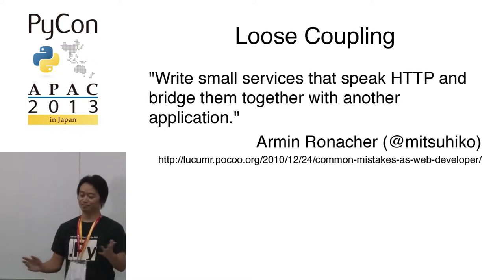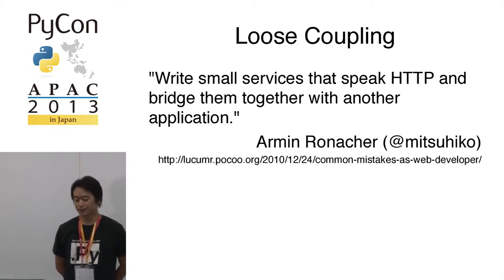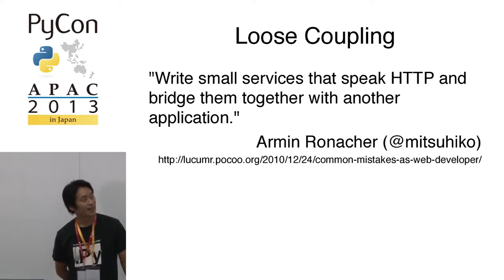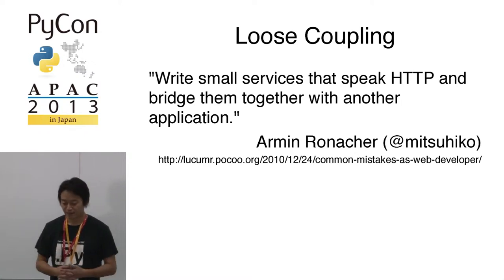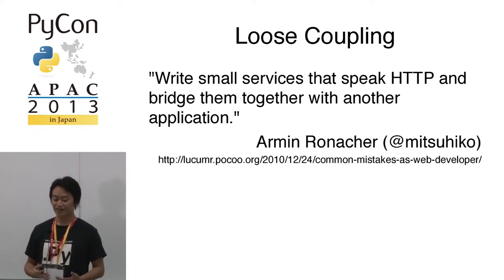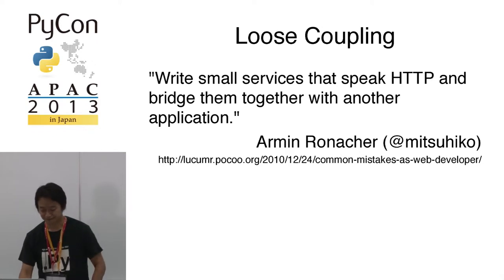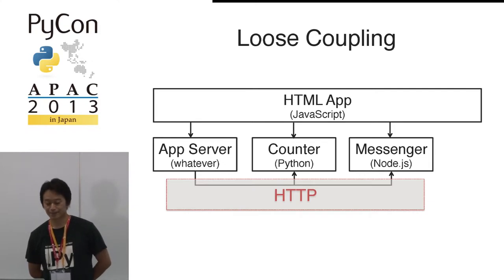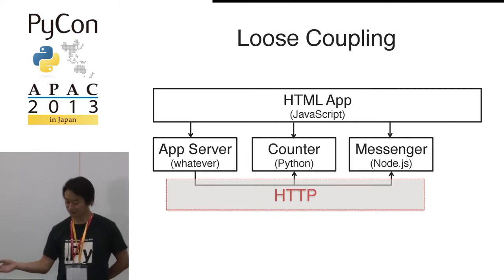And loose coupling. This statement is from a blog entry by Armin Ronacher a couple of years ago. He said, write small services that speak HTTP and bridge them together with another application. By the time he wrote this, I was exactly having this architectural problem, and I started making loosely coupled components. It took about a year, but it's running. So now we connect all components with HTTP so that we do not need any language bindings. And HTTP is a common protocol.